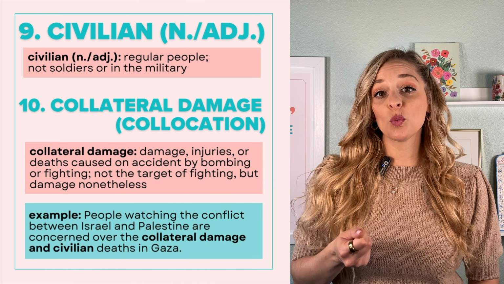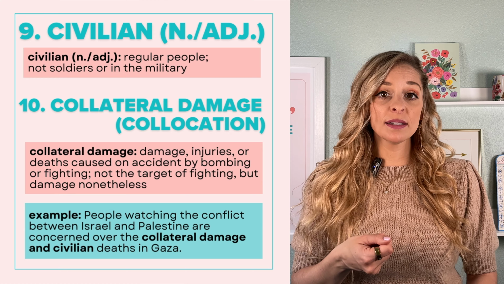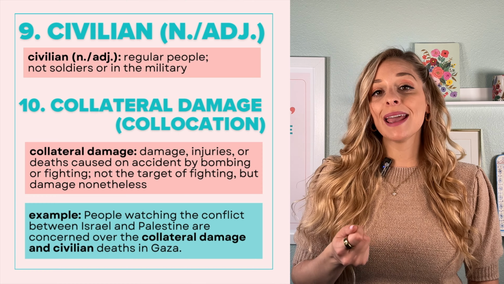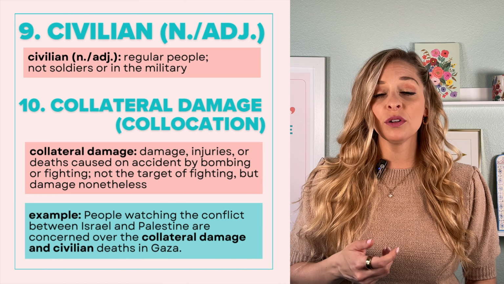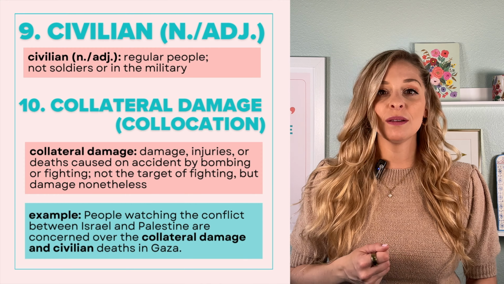And in an example, we can say, people watching the conflict between Israel and Palestine are concerned over the collateral damage and civilian deaths in Gaza. Many people watching around the world feel that there are too many civilians being killed and too many buildings being destroyed.